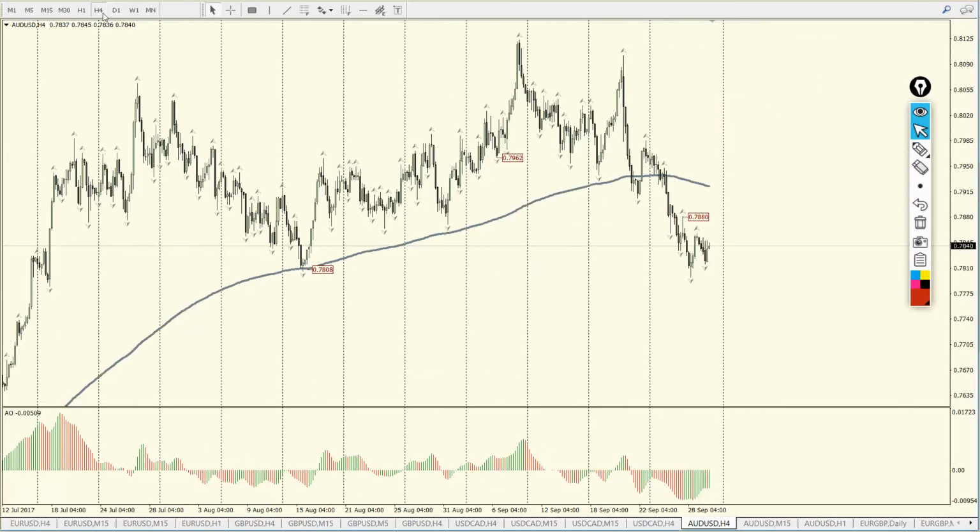Again, just to remind you what I'm going to do: as long as this reference point is not broken, I will try to find some new sell positions with low risk.